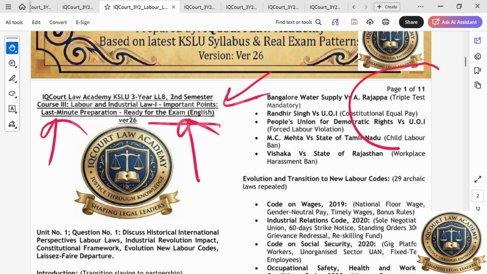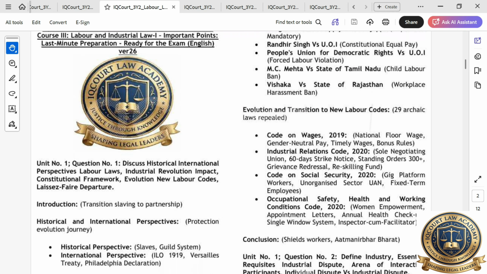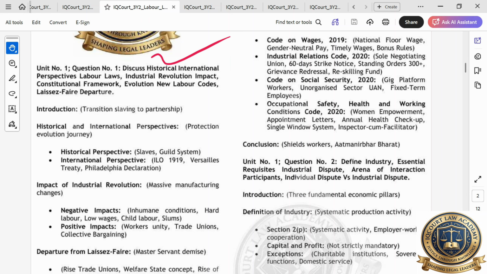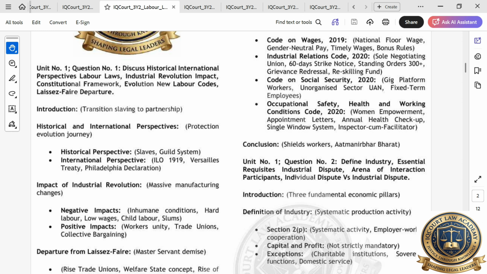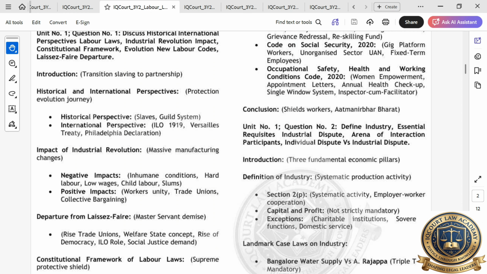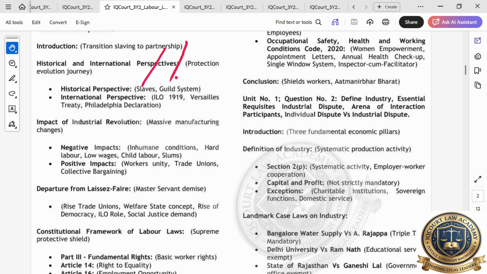In these notes, the entire subject is explained, each and every point, in just 11 pages. Some other subjects we explain in just 9 pages. Here we mention the same question, the introduction, and also 2-3 lines of keywords. Transition from slavery to partnership means bonus. Earlier they were working as slaves. Now workers can demand a bonus as partners. So, the historical and international perspective. We write each and every point with keywords for each point.